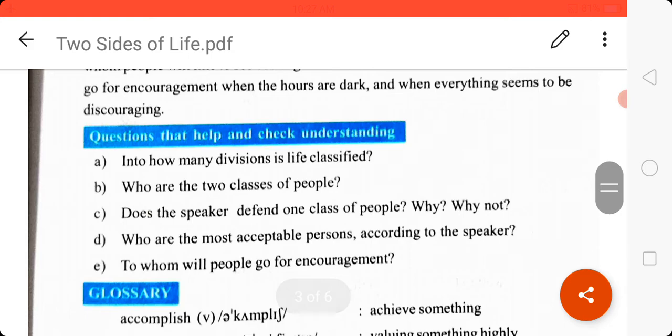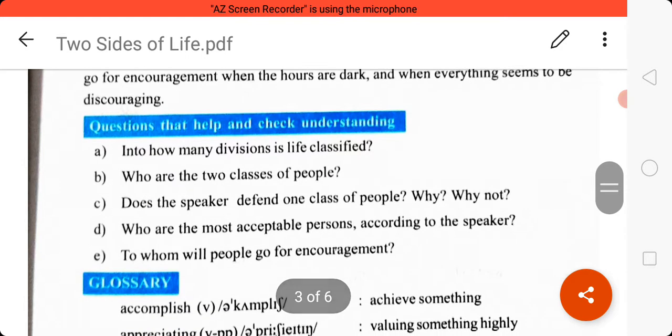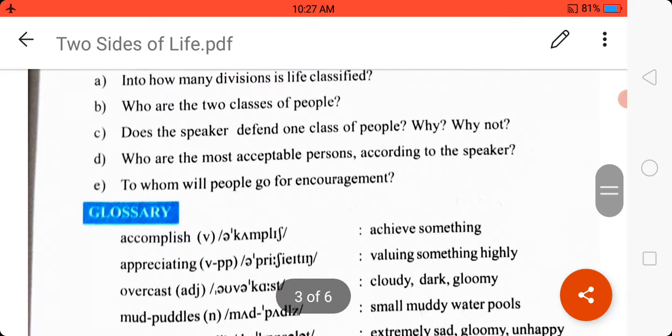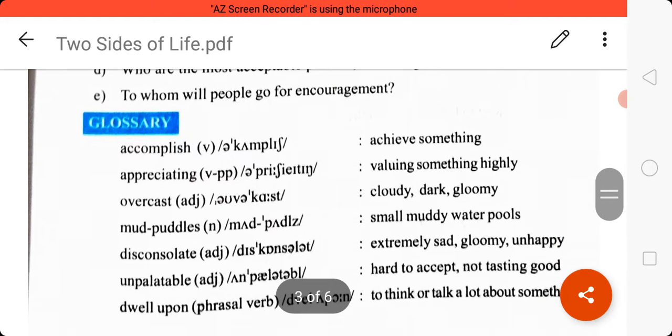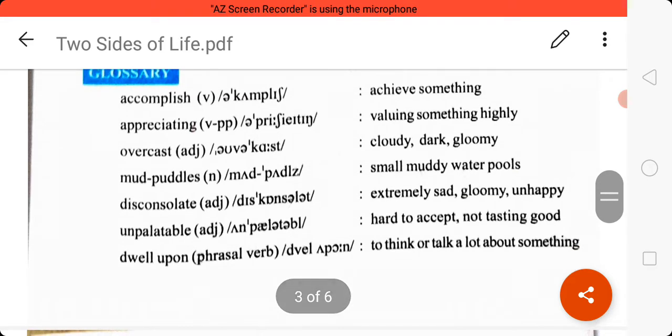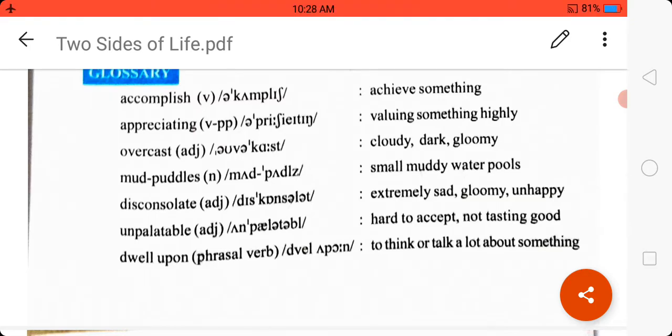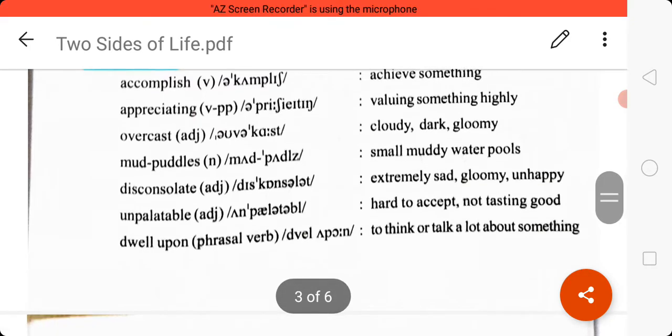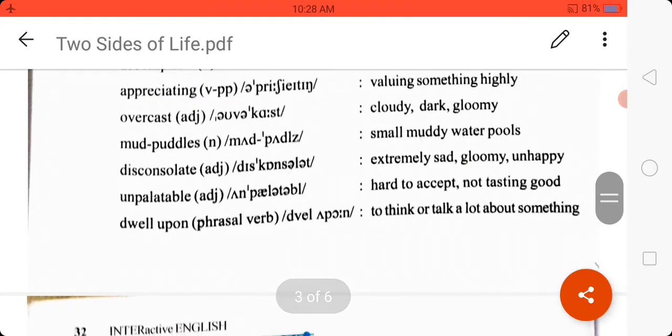So in the first segment, he has taken this example, and you can see some of the questions here from the first segment, and here the glossary. A glossary with some meanings here. Accomplish means here to achieve something. Appreciating means to value something. Overcast: cloudy, dark, gloomy. Mud puddles: small muddy water pools. Disconsolate: extremely sad, gloomy, unhappy. Unpalatable, here you can say hard to accept, not tasting good. Dwell upon: to think or talk a lot about something.